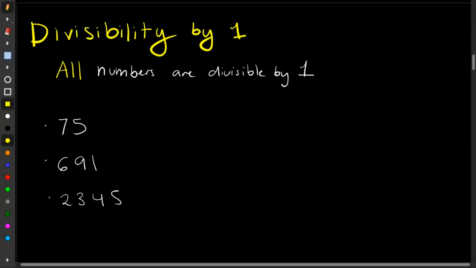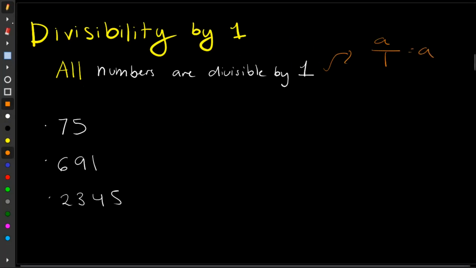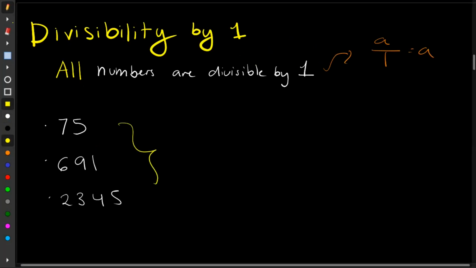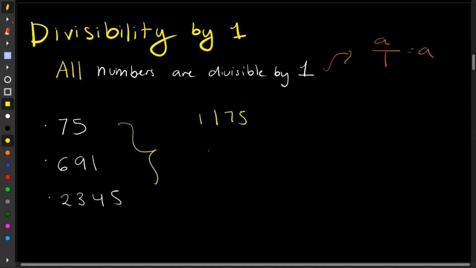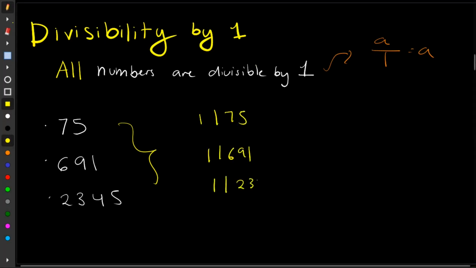So now we go on to the divisibility rules. We start with the divisibility by 1. We say that all numbers are divisible by 1. Indeed, if we have the fraction A over 1, this simply equals A. So we know that all these numbers are divisible by 1. So we write 1 divides 75, 1 divides 691, and 1 divides 2,345.